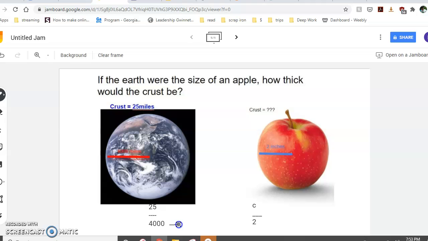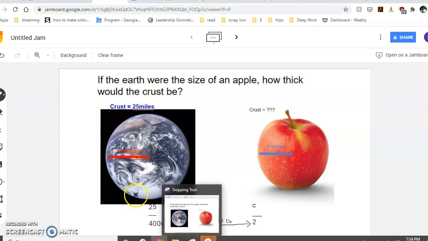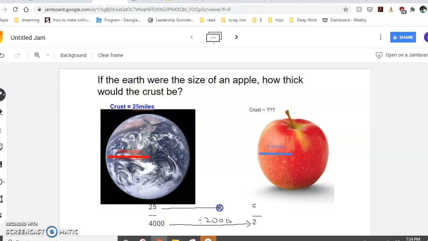We would see, okay, what would I multiply, or in this case, divide by to get from 4,000 to 2? I can do that in my head. 2 times 2,000 is 4,000. So here I would be dividing by 2,000. And if I'm going to divide by 2,000 on the bottom, I'm going to divide by 2,000 on the top, on my part as well.